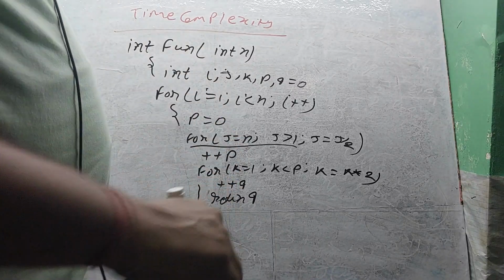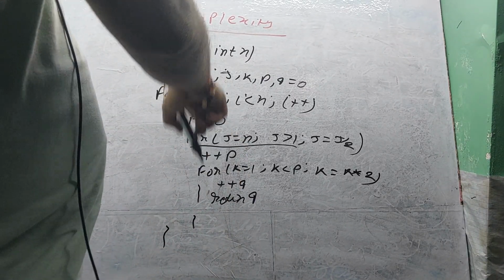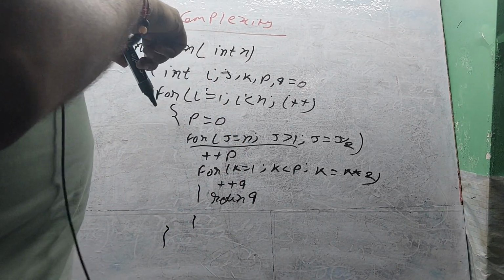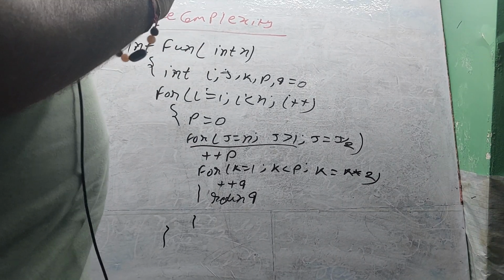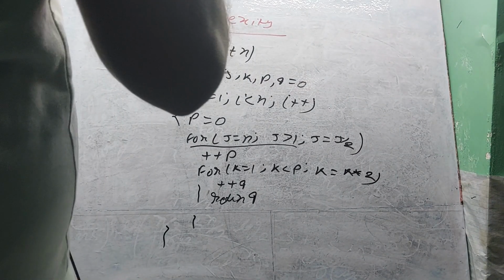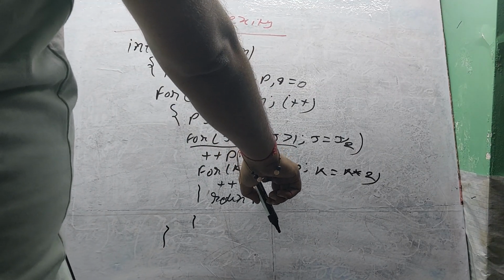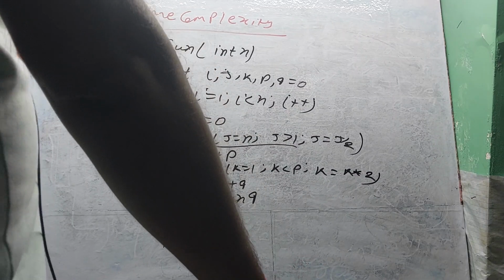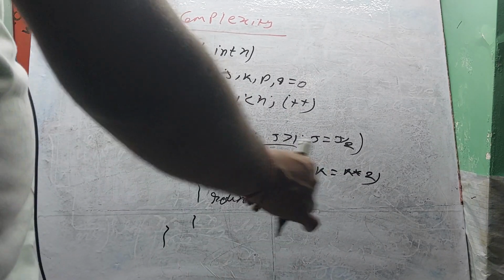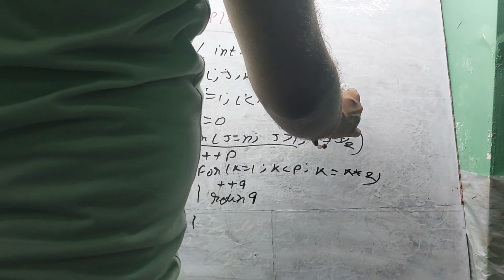And also this for loop is correlated, because for each i value k will execute till it is almost equal to, or lesser than, p. Okay, now let's try to solve this problem.